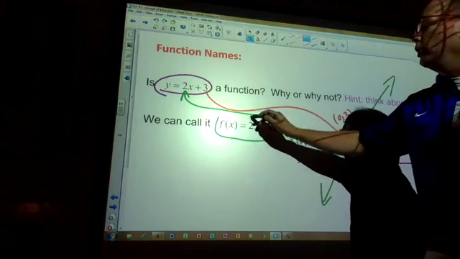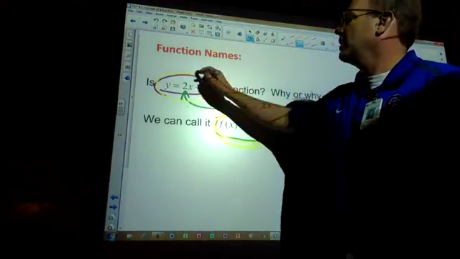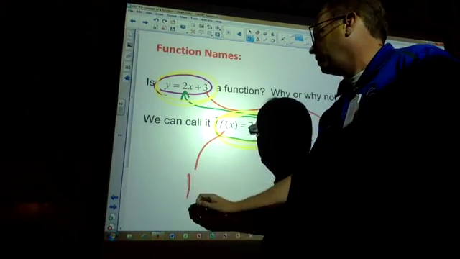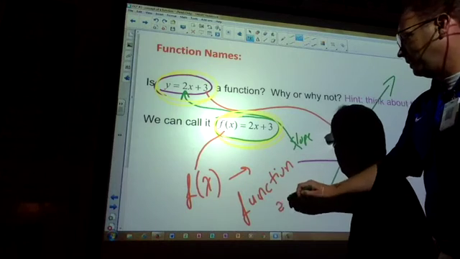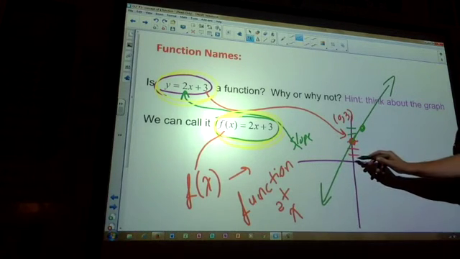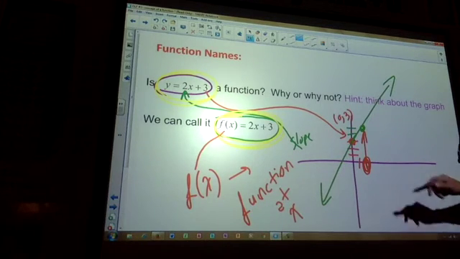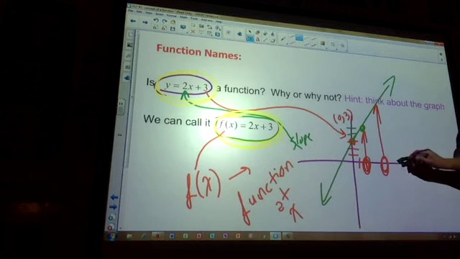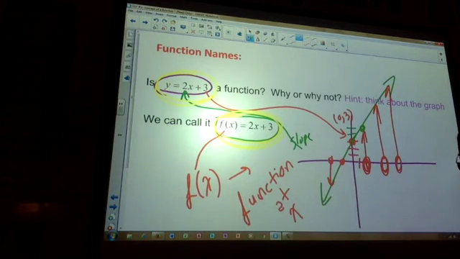If I wanted to write it in functional notation, what's the difference between y and f of x? This stands for the function at x. The function at x is y. So if I were right here, what is the function at x? It's right there. It's on the line. So functional notation and y equals are the same thing. The function at x is f at x. f at x means the same thing as y.